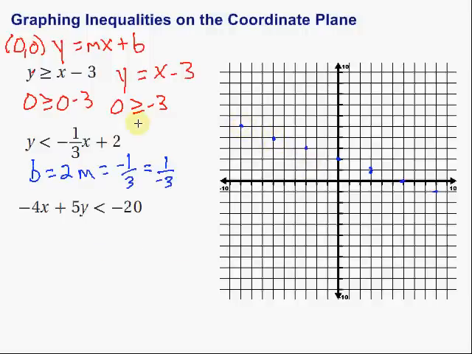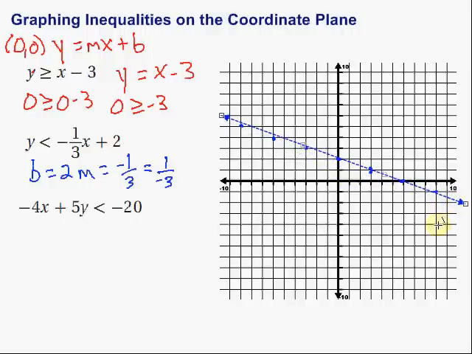Now, our boundary line. Well, since in this case we have that y is just less than, that means our boundary line is going to be dashed because we are not including the boundary line in our solution set. So I go ahead and get my line here, and it's going to be a dashed line this time. So we'll go ahead and connect the dots.